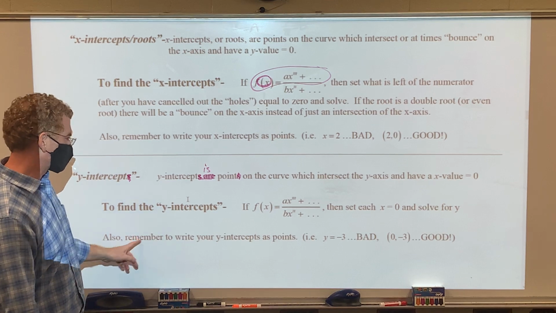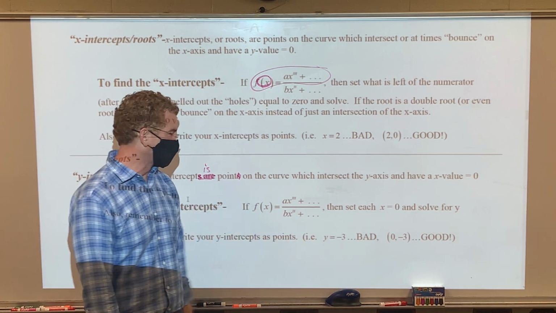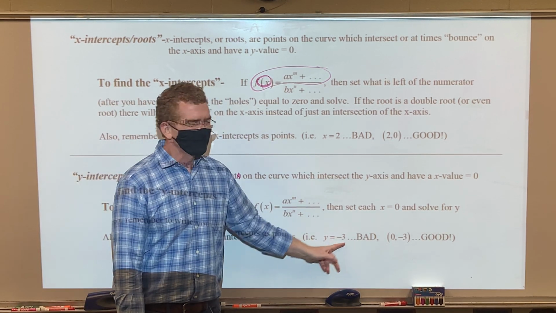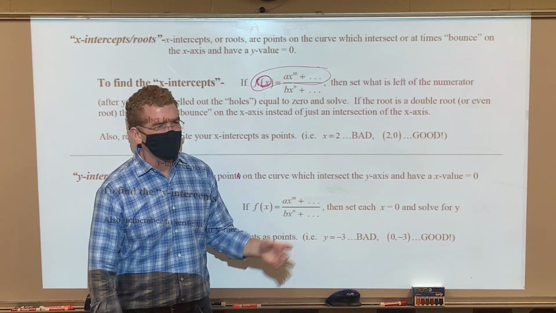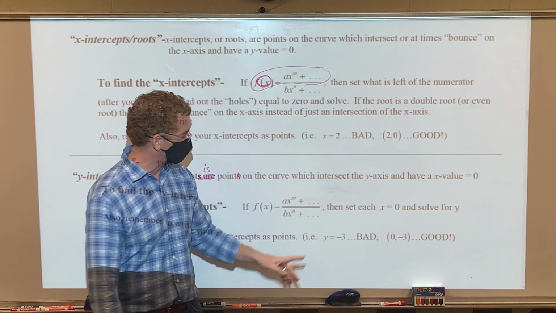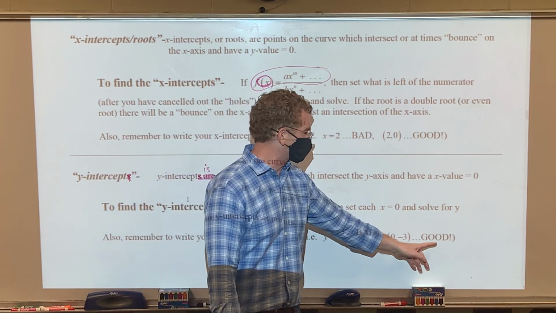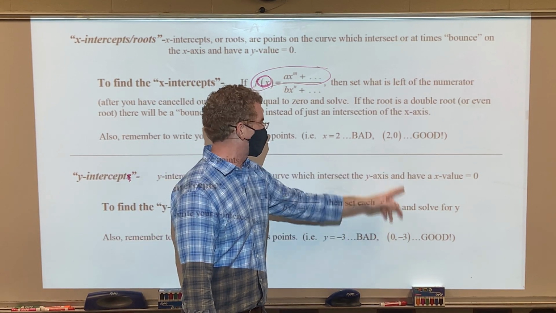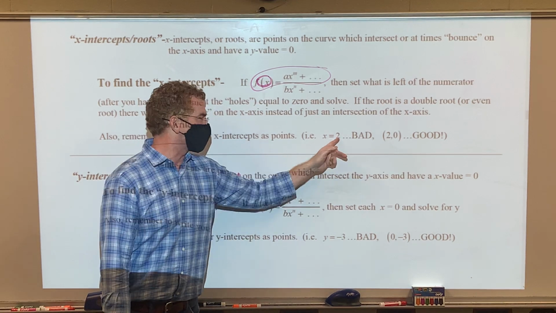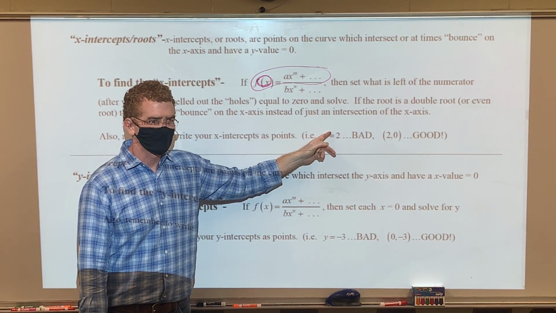But again, it's a good idea to write your intercepts as points. I said that this was bad. I've gotten to the point now where, on an AP exam sometimes they'll say, what are your y-intercepts? And they'll list them like this too. So I'm not as particular about that. I'd rather you write them as a point, but if you did this, does anybody know why this is bad? Could be mistaken for a line.